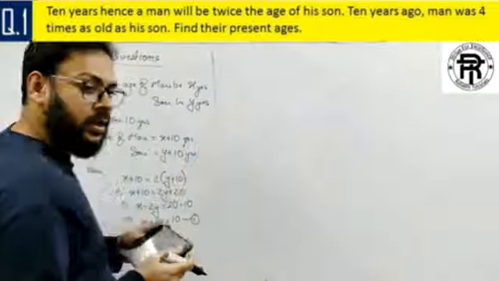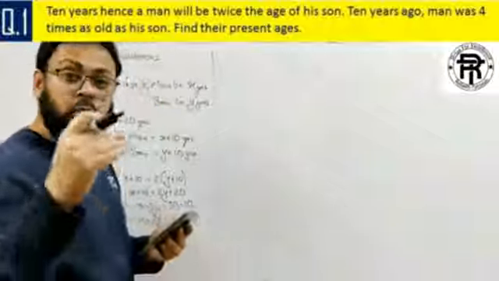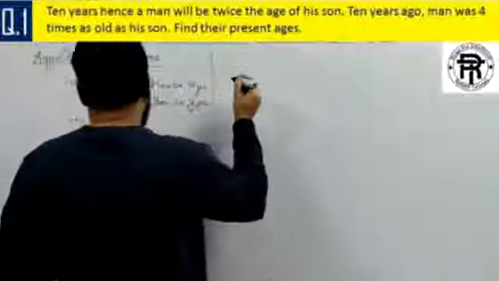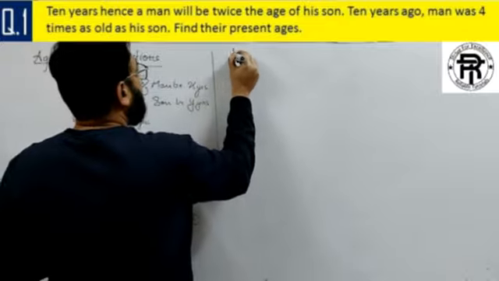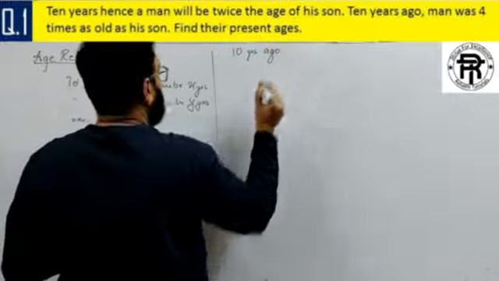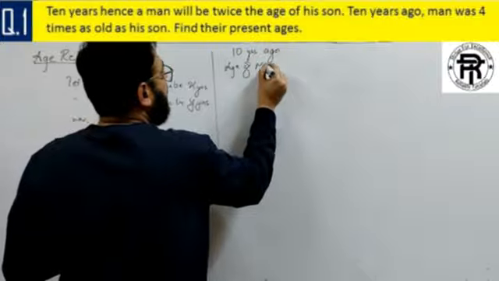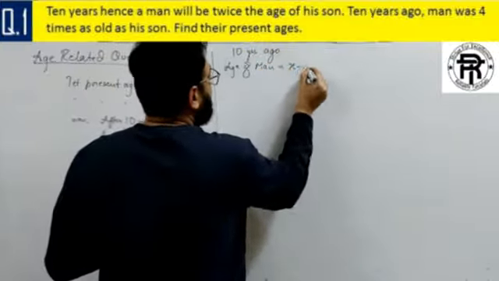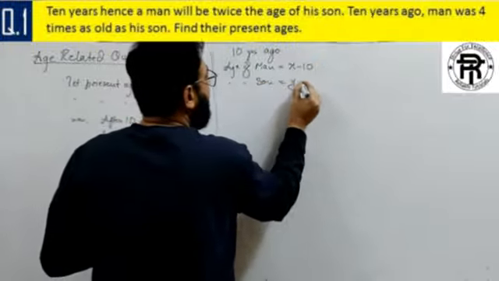After that, moving ahead in the question, फिर अपन को दे रहा है आगे 10 years ago. 10 years ago मतलब 10 साल पहले, है ना? So now 10 years ago, what was the age of man? Again, the present age of man is how much? Present age of man is x years. तो 10 साल पहले कितनी एज होगी? x minus 10. And what was the age of son 10 years ago? That is y minus 10.